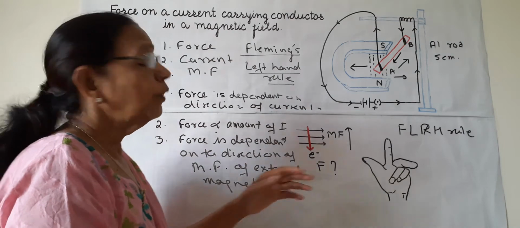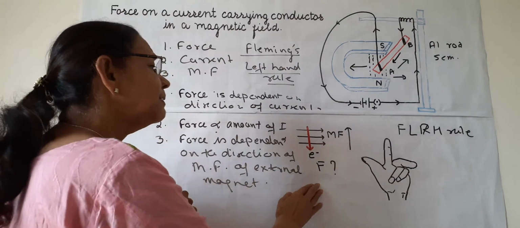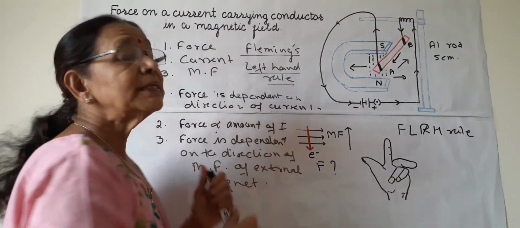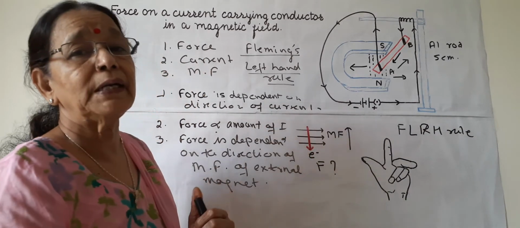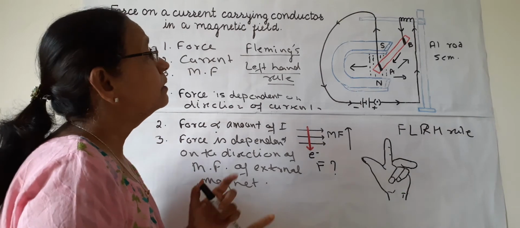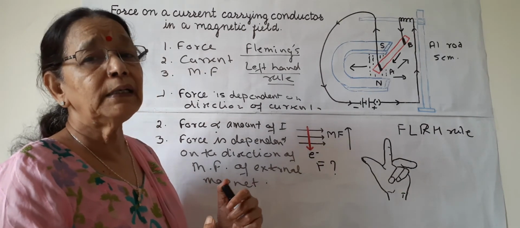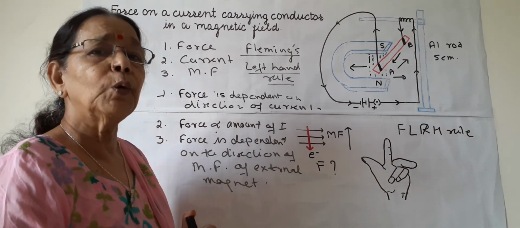So this is how we can solve certain numericals based on Fleming's left hand rule when current and magnetic field are given. This is all for today. We will learn about the motor and motor principle next.